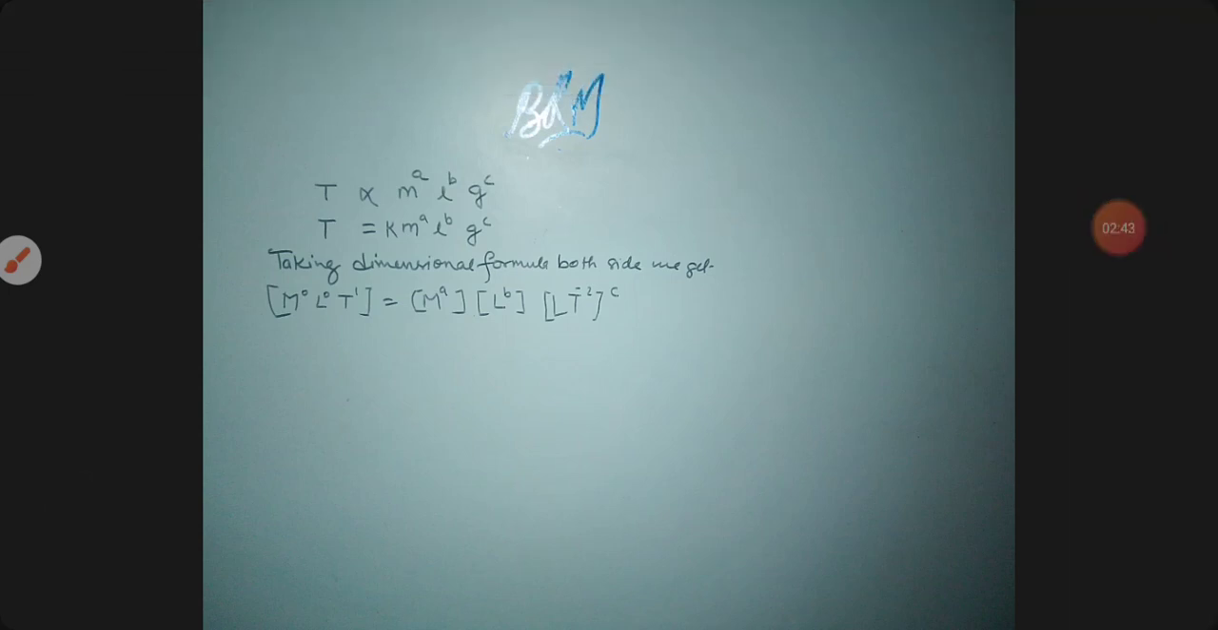Taking the dimensional formula on both sides, we get: T is time, and therefore its dimensional formula is T, but for convenience we write it as m power 0, l power 0, and t power 1. In the same way, in the RHS, k is dimensionless, so there is no need to write any dimension. M is mass, therefore m power a; l is length, l power b; and g is acceleration due to gravity, whose dimensional formula is lt power minus 2, and the power of it is c.